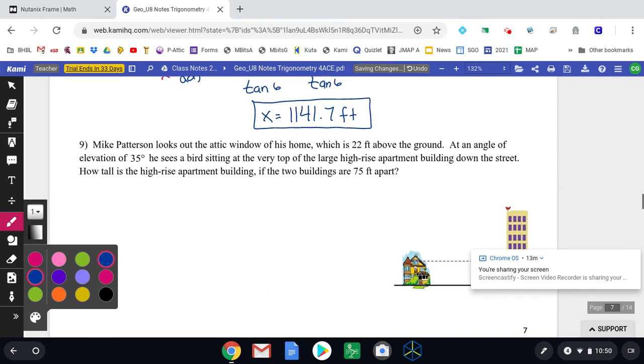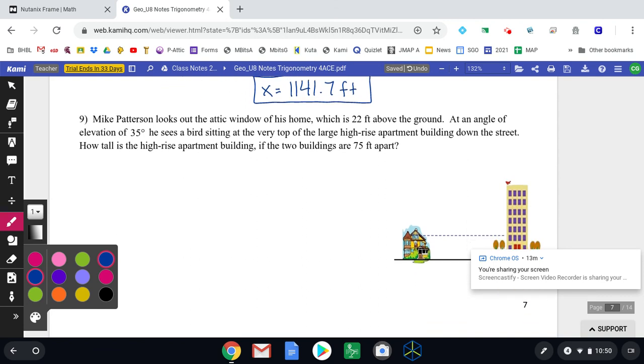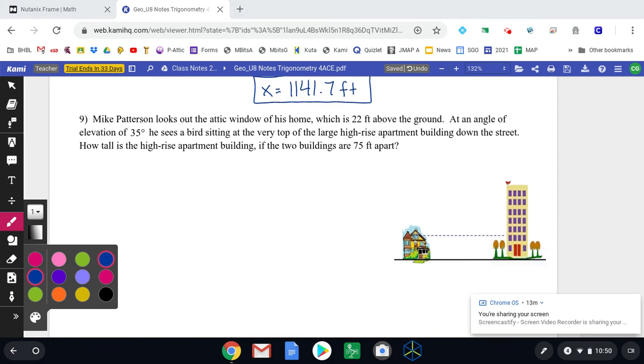All right, number 9. Mike Patterson looks out the window of his attic of his home, which is 22 feet above the ground. At an angle of elevation of 35 degrees, he sees a bird sitting at the top of a very large high-rise apartment building down the street. How tall is the high-rise building if the two buildings are 75 feet apart?